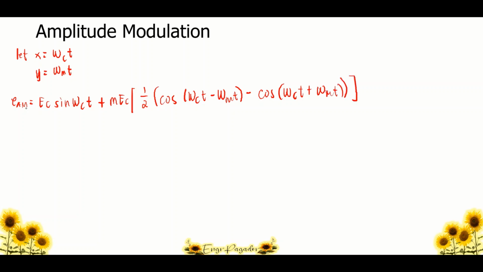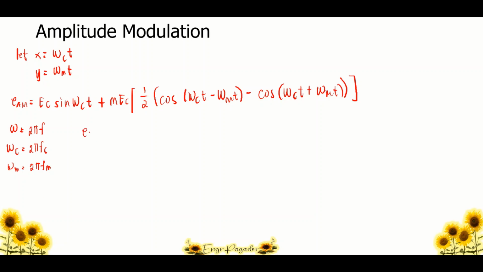Now, let us recall the formula for omega. So, yung omega natin is equal to 2 pi f. Therefore, yung omega sub c natin will be equal to 2 pi fc. Yung omega sub m natin will be equal to 2 pi f sub m. Okay, so ito ngayon is substitute natin dito sa mga values of omega.